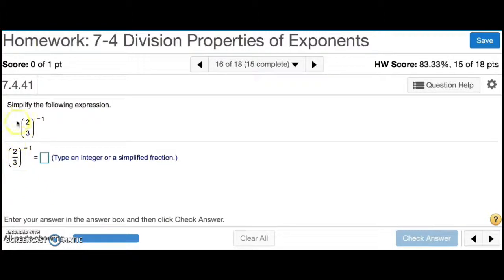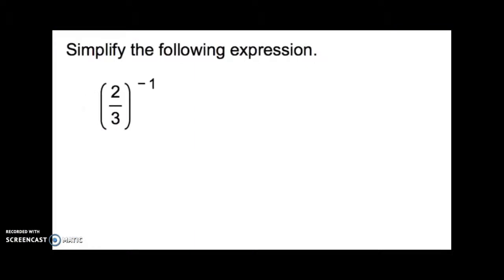Number 16, we have the fraction being raised to a negative exponent. So let's take a look. When you have a fraction raised to a negative exponent, it means that the first thing you should do is flip it upside down and then make the exponent positive. So I'm going to flip 2/3 upside down and get 3 over 2. That's going to be raised to the 1st power, which is just itself.